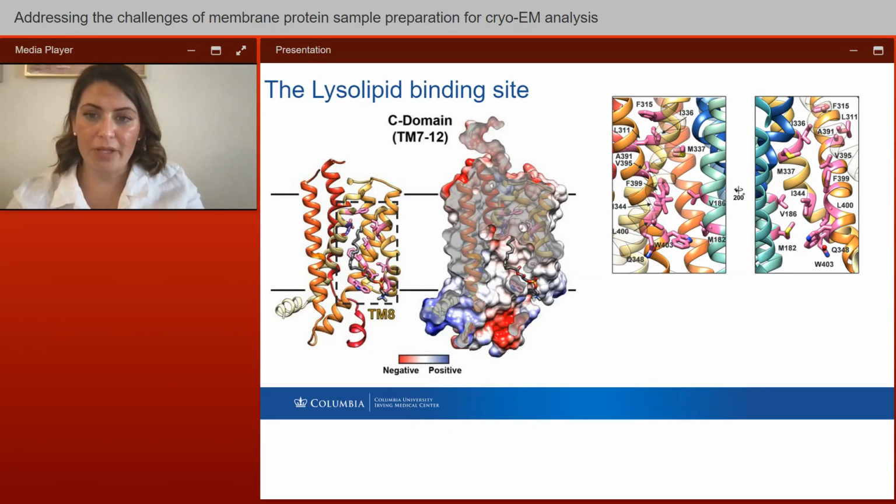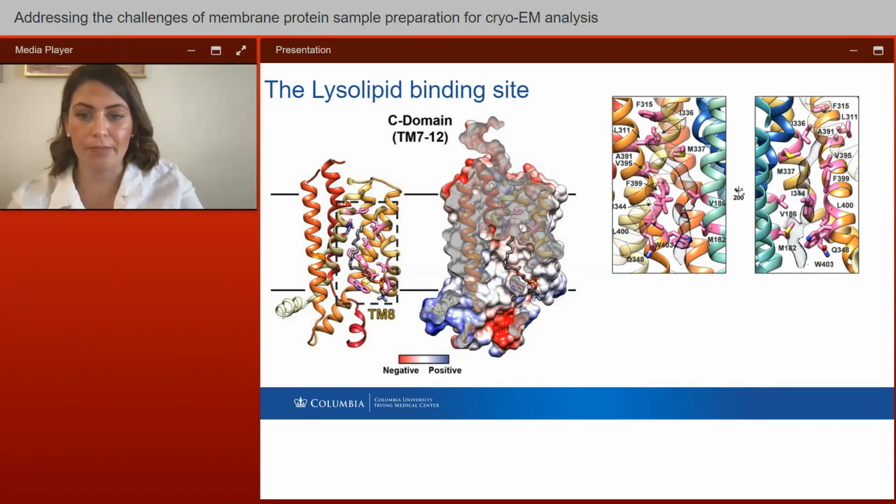And what was even more interesting is that within this pocket, there was a cryo-EM density that we couldn't attribute to protein. And so when we saw this, we thought, have we captured a substrate in a binding pocket that just came from our expression system, which in this case was insect cells?